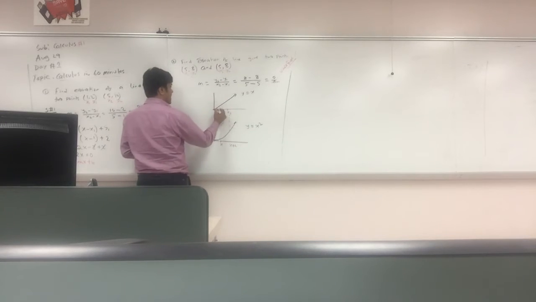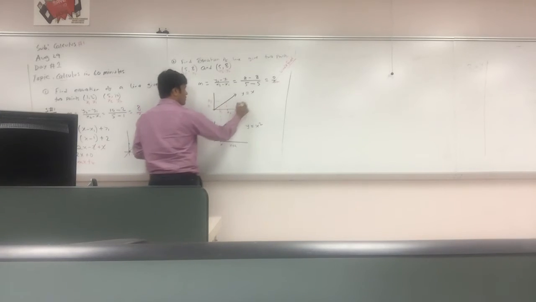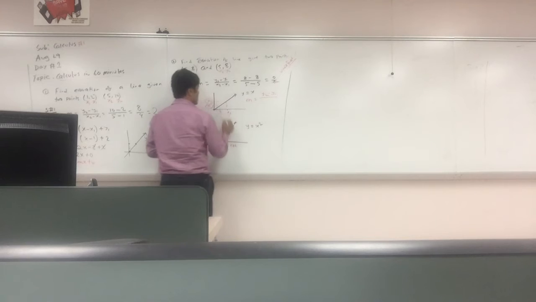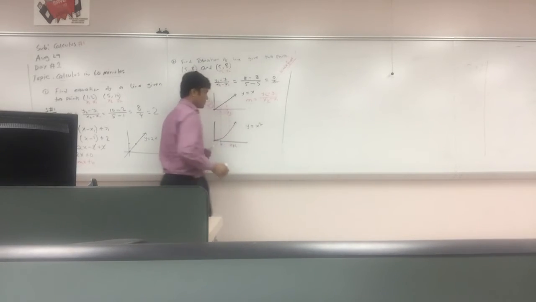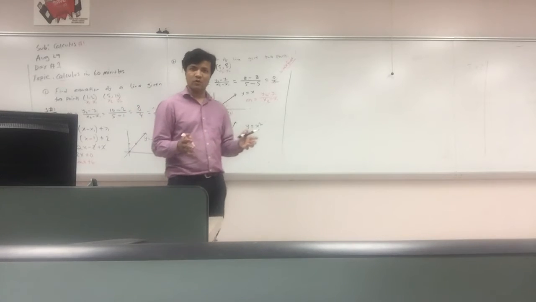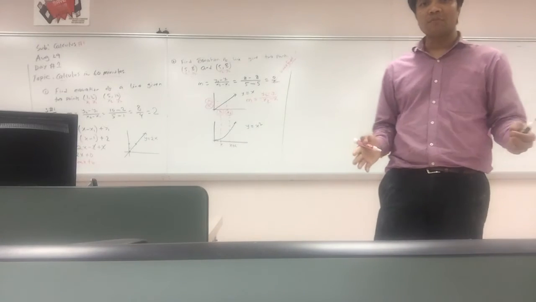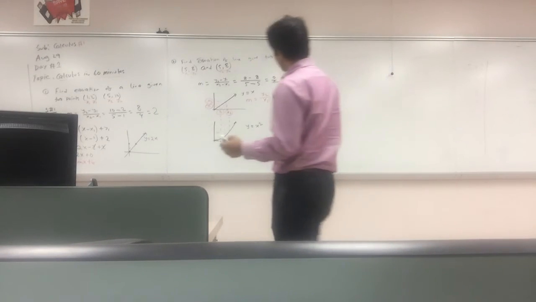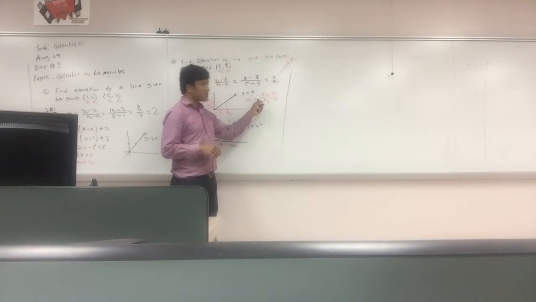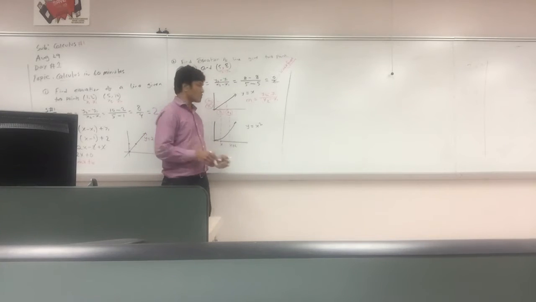Now, if this is x1, what is this one? This is y1. And what is this guy? This is y2. So, slope is y2 minus y1 over x2 minus x1. Very simple. We did it before. We did it one more time because we try to understand that. We can use that to understand the limit rule.